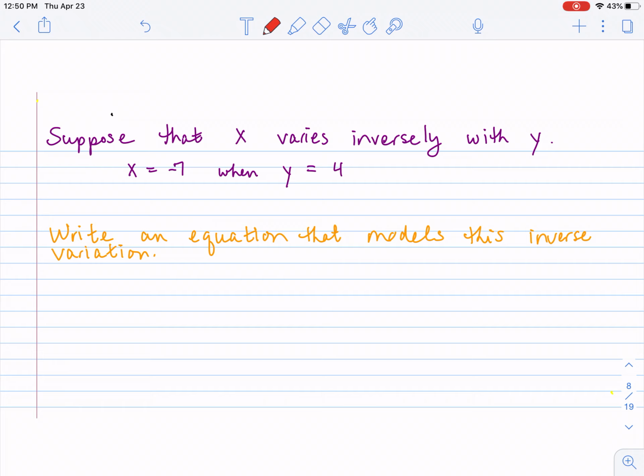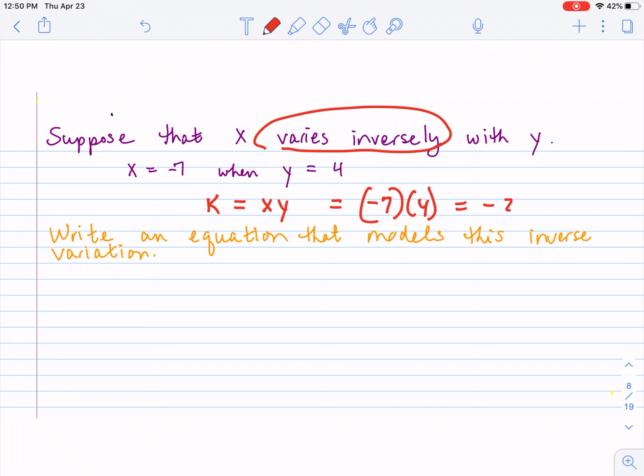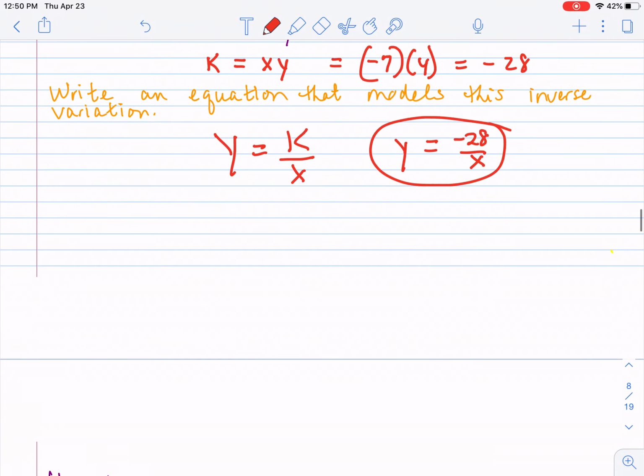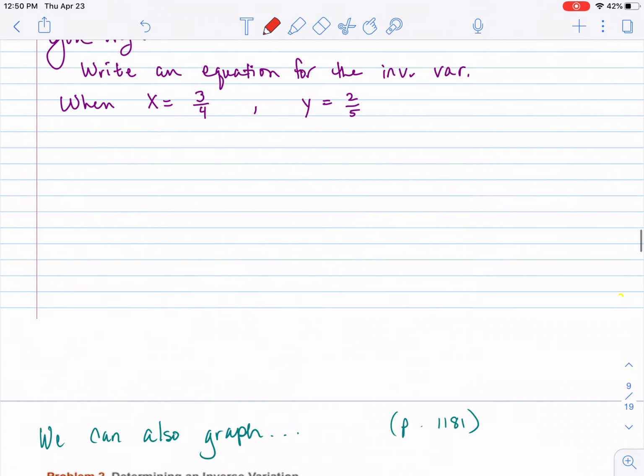I'm telling you that this is an inverse variation, and I want you to write me an equation. Well, in an inverse variation, your k is equal to x times y, which in this case is going to equal negative 7 times 4, which is equal to negative 28. And don't forget, here's the equation for an inverse variation. It's y is equal to k divided by x. So y is equal to negative 28 divided by x.